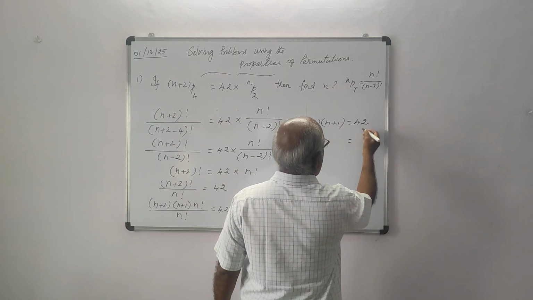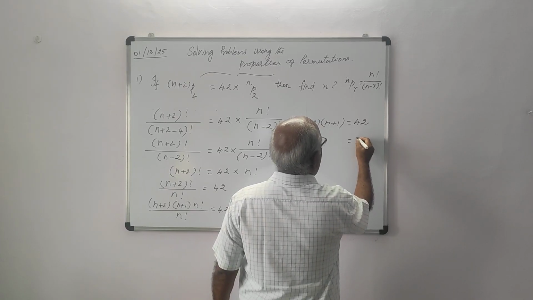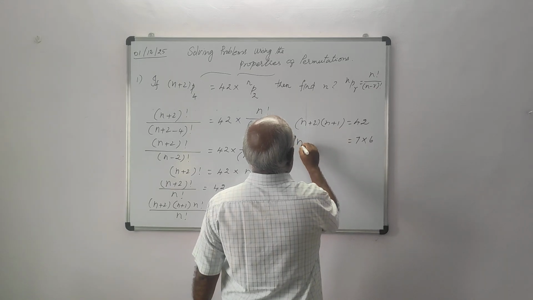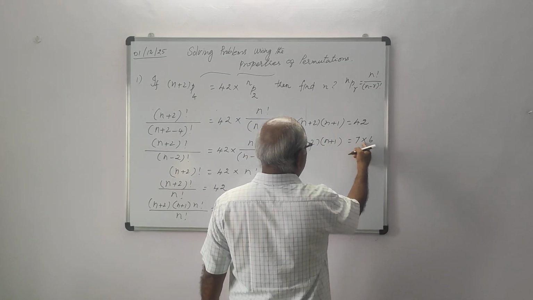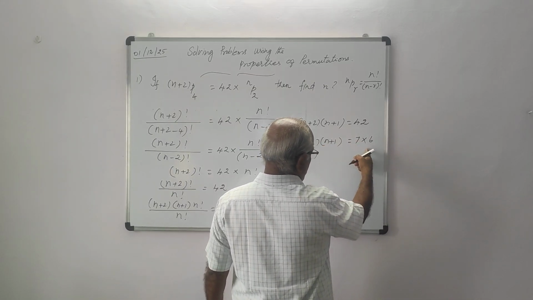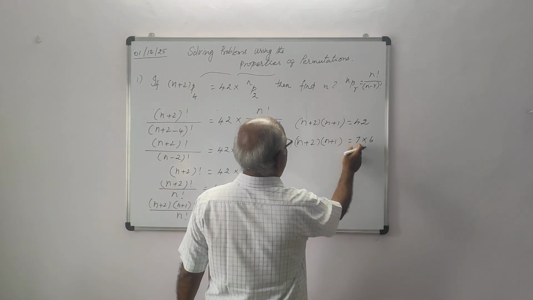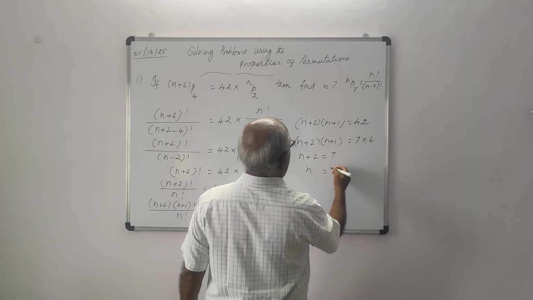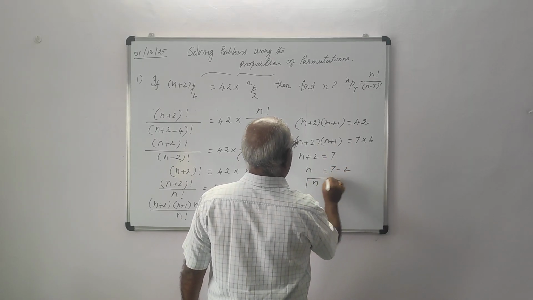This 42 can be expressed as 7 into 6. 7 sixes are 42. Next, this is n plus 2 into n plus 1. These are consecutive terms. N plus 2 and n plus 1 are consecutive terms. Similarly, 7 and 6 are consecutive terms. So from these two expressions, we can equate n plus 2 equal to 7. From this n equal to 7 minus 2, that is 5. n equal to 5.